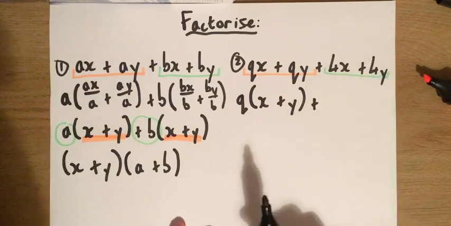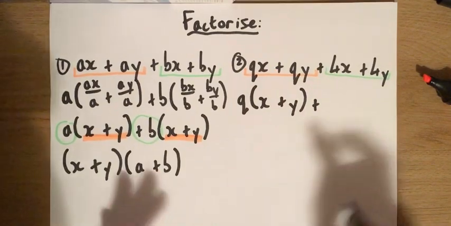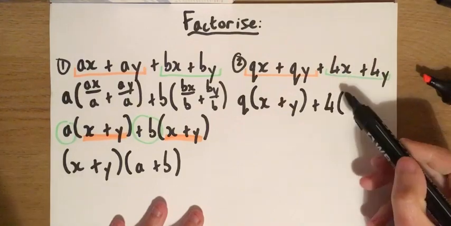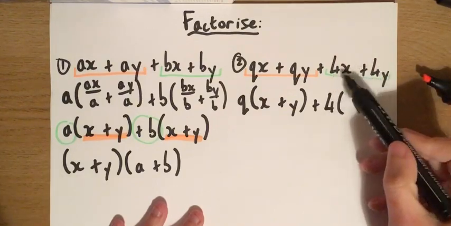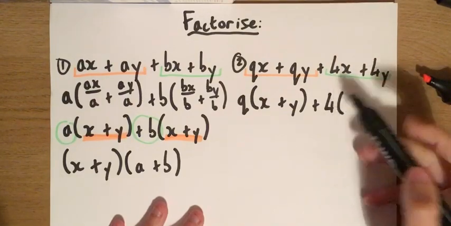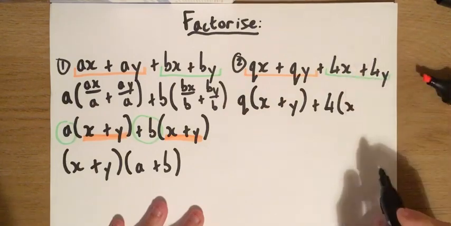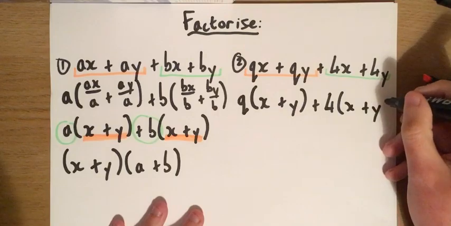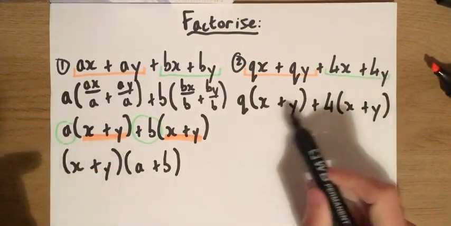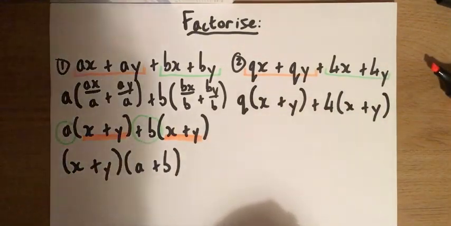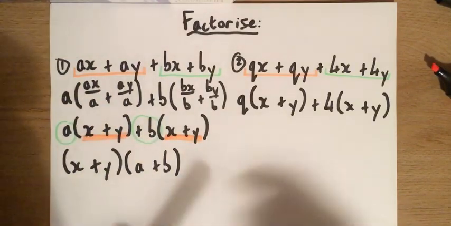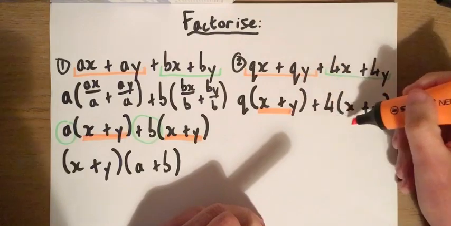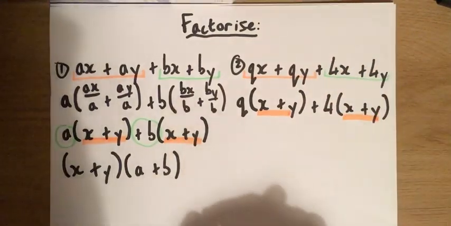Plus 4x plus 4y, what do I have in common? 4 divides into both of those, so take 4 out. If you factorize 4 out, you need to divide both of these by 4. 4x divided by 4 is just x. 4y divided by 4 is y. Same thing in both brackets, so I have done it right. Okay, so what you are going to do now is factorize that q plus y out.